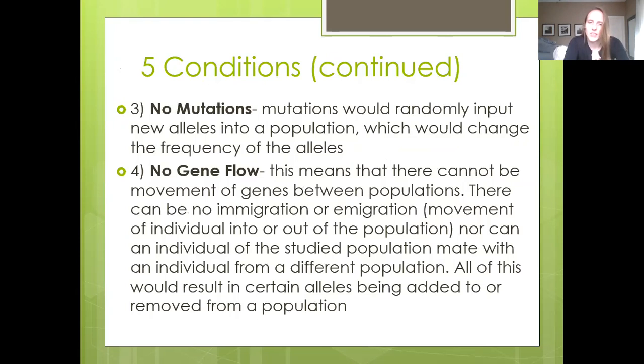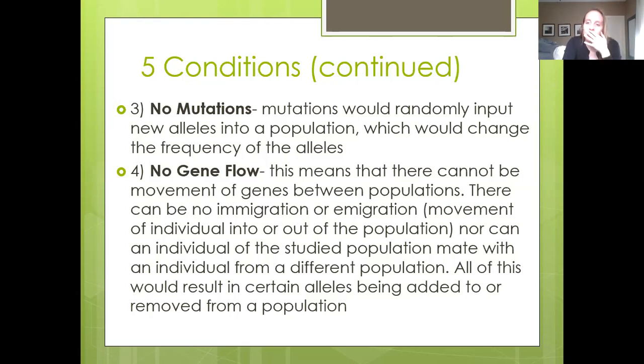The third condition is that there can't be any mutations that would randomly input new alleles or new genes into the population. The fourth condition is that there can't be any gene flow. What that means is there can't be any movement of genes between different populations. There can't be any emigration, no individuals from population A mating with individuals from population B. All of the mating has to stay within the population and no one's allowed to come or go.